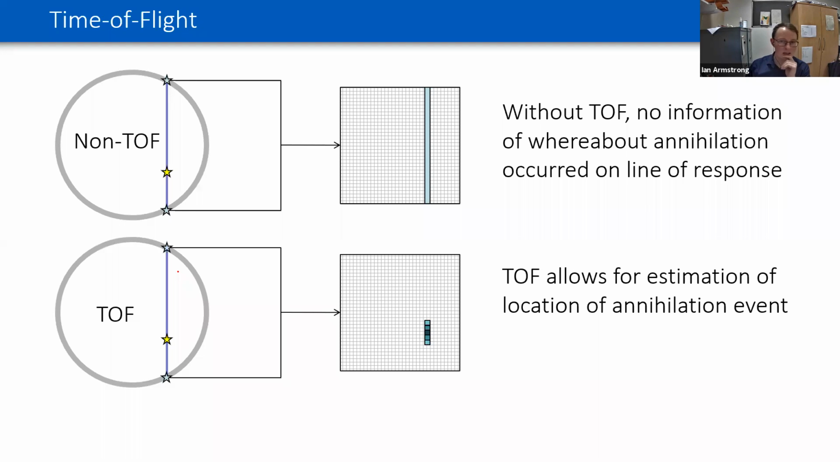So without time of flight, we have our lines of response. We've got our PET detector on the left-hand side, and we've got our line of response in blue. And without time of flight, we don't know anywhere along the line of response where the positron-electron annihilation occurred. So if we look at this on our image, shown by the grid, when we do our reconstruction and we back project our counts, we put them all the way along the image corresponding to the line of response. However, with time of flight we'll be able to estimate the location of the annihilation event to some degree of precision. We'll talk a little bit more about the precision and how that relates to scanner technology shortly.